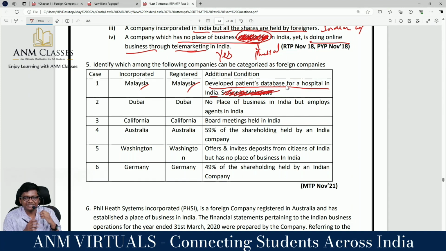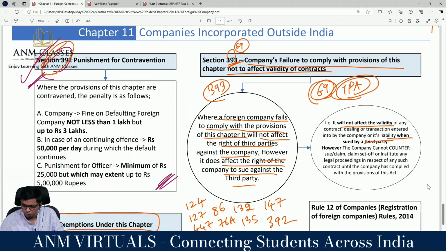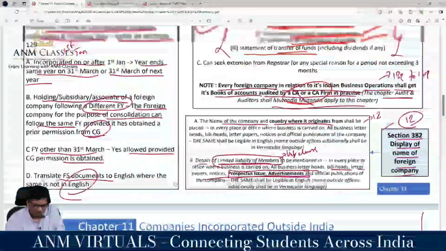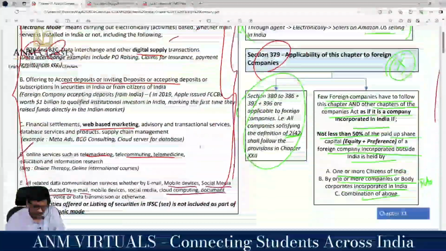Where is the place of business here? In India. See, developed patients database for a hospital in India means work is happening in India. That means the assumption I am taking here is place of business is in India. Then it becomes yes, because it's happening through online electronic mode, and the word database is also there here. The clarification you have to give in answer is here, guys.